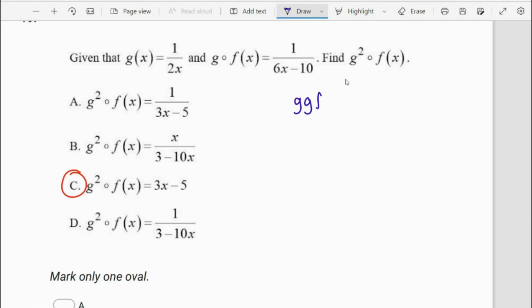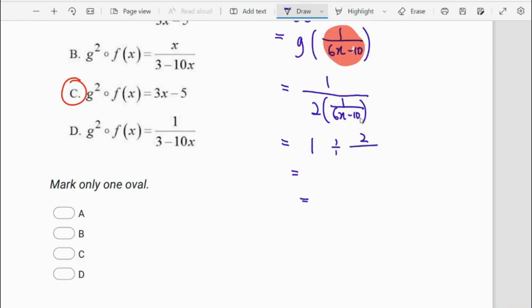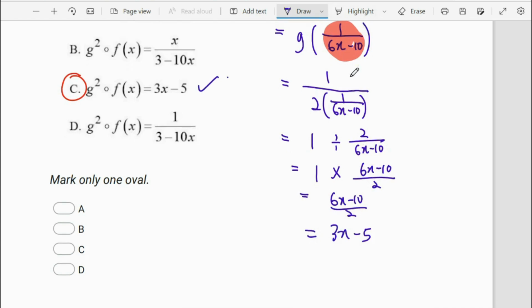To find g∘g(x), that means g(g(x)). So g(x) is given: g(x) is equal to 1 over 6x minus 10. Substitute this g(x), which means the position of x here will be represented by 1 over 6x minus 10. So what does it mean? 1 divided by 2x. Okay, so this is your numerator, this is your denominator. Then we invert it. Minus 10 divided by 2, it will become 3x minus 5. So the answer is C.